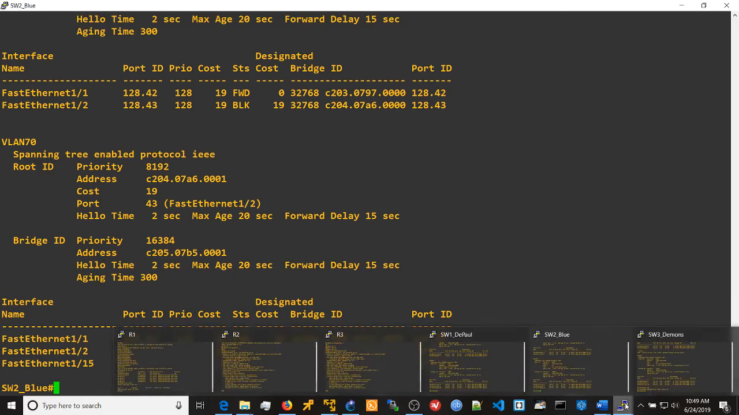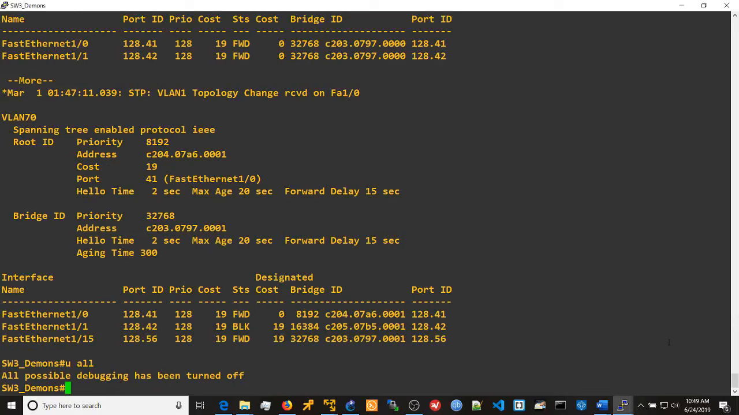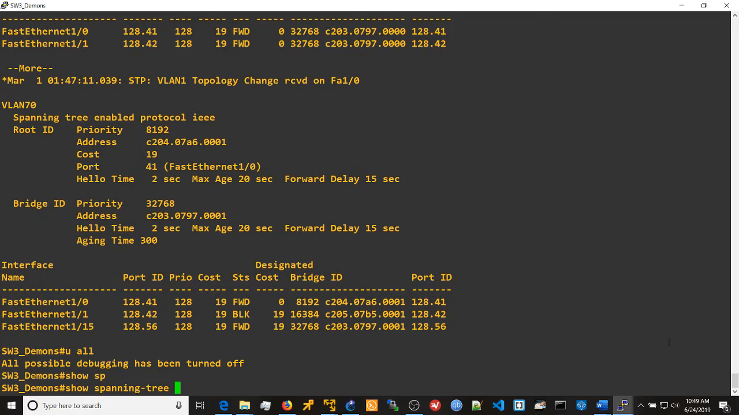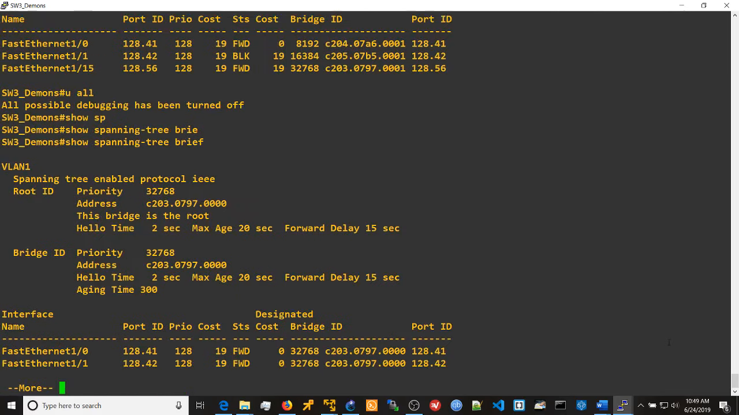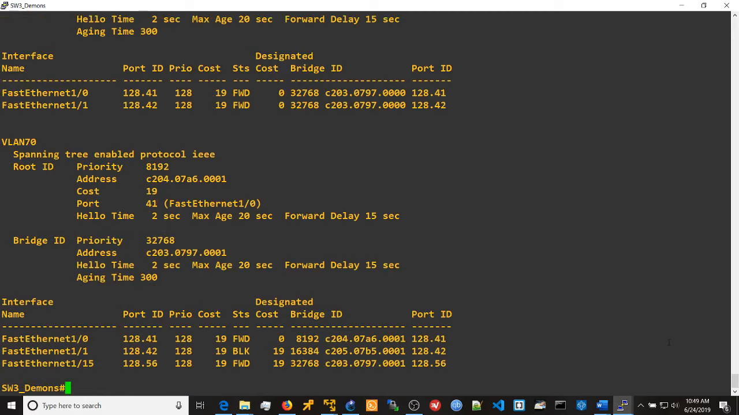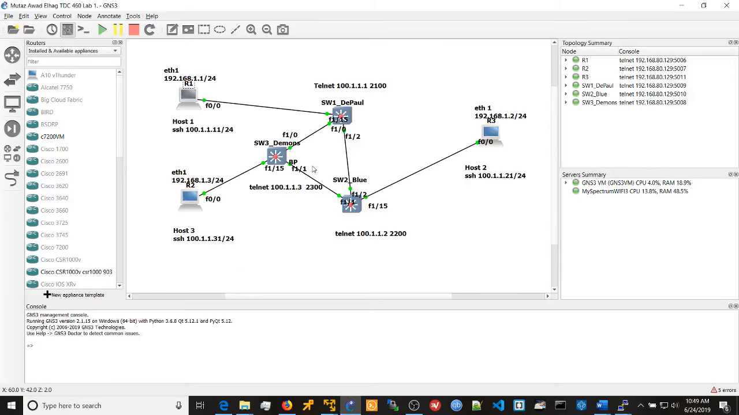Let's look at switch number 3. Let's see which switch is blocking. Show spanning tree brief. Here is for VLAN 1. Here is for VLAN 70. So here Fast Ethernet 1/0 is blocking. This is blocking now because this is not the root.